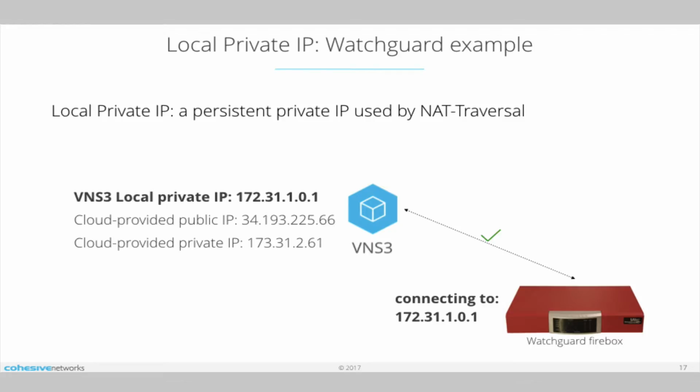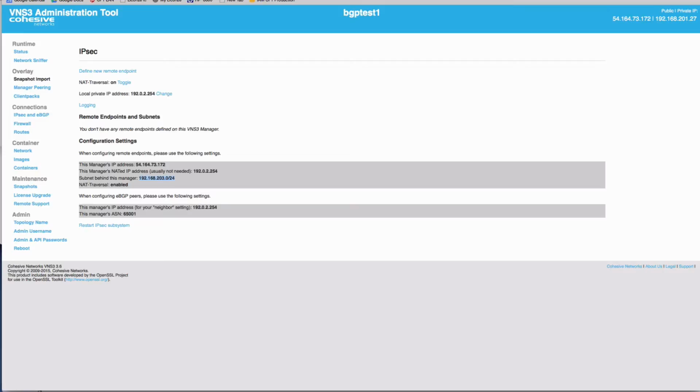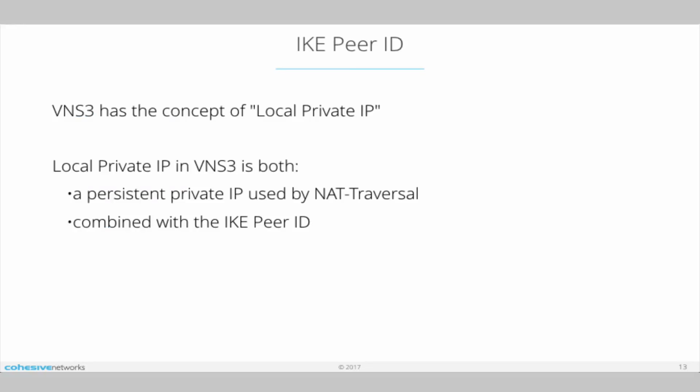Which could be catastrophic. So what the local private IP is, it's a persistent private address that, regardless of what VPC address you have, it's what the other side can be told to use for that setting on their side. So it's a way to give you better configurability without any changes to the configuration in the event of a change. Where you see this on VNS cubed is you see the local private IP address. So that's what local private IP does in part.